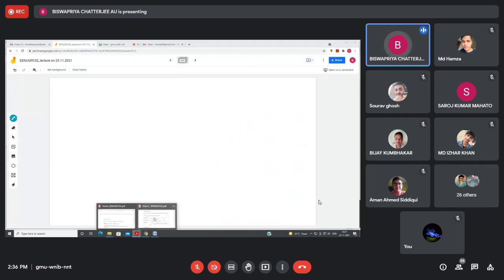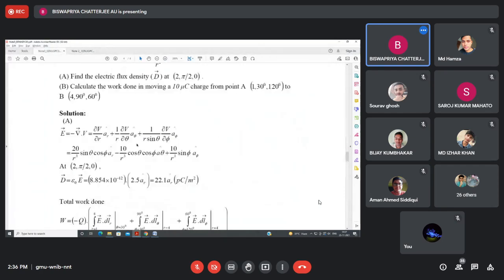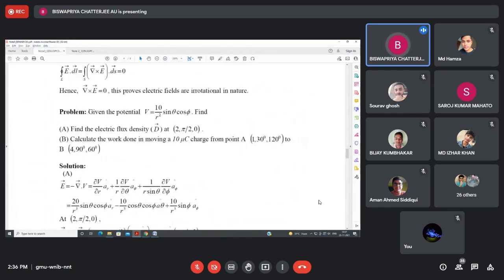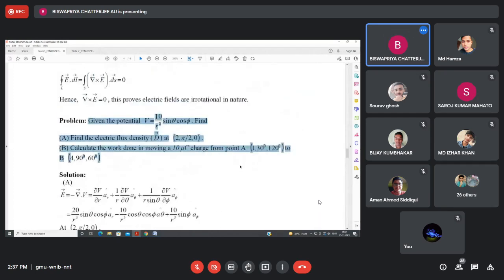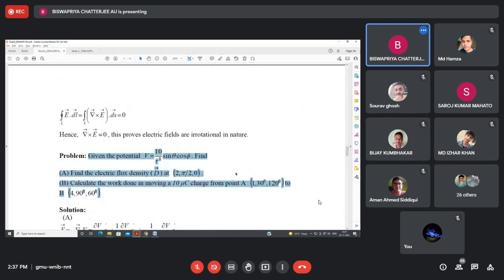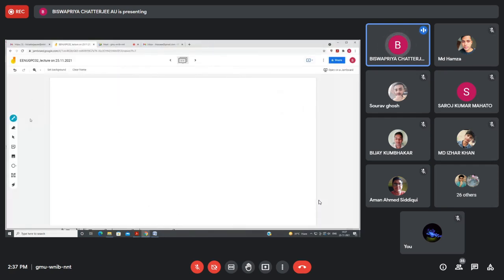Let us show you the example. You see this problem. Before that, I must show you the relation between E and V, that means electric field intensity and potential. It's a very important relation.